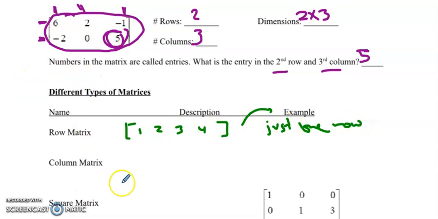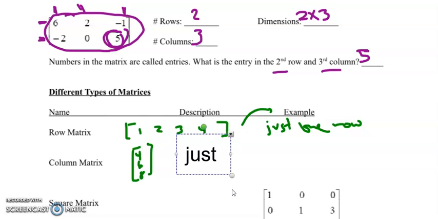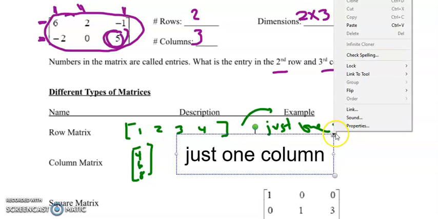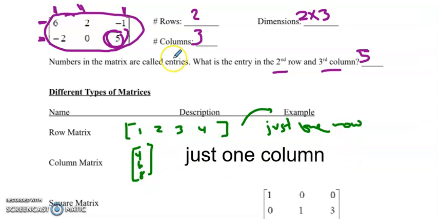Now, a column matrix is one when there's just one column. So an example might be like this, like 4, 6, 8. And again, I switched the order. I meant to put my description on the left and my example on the right, but that's okay. So a column matrix is just one column, and that was really largely written. I didn't mean it to be that big.